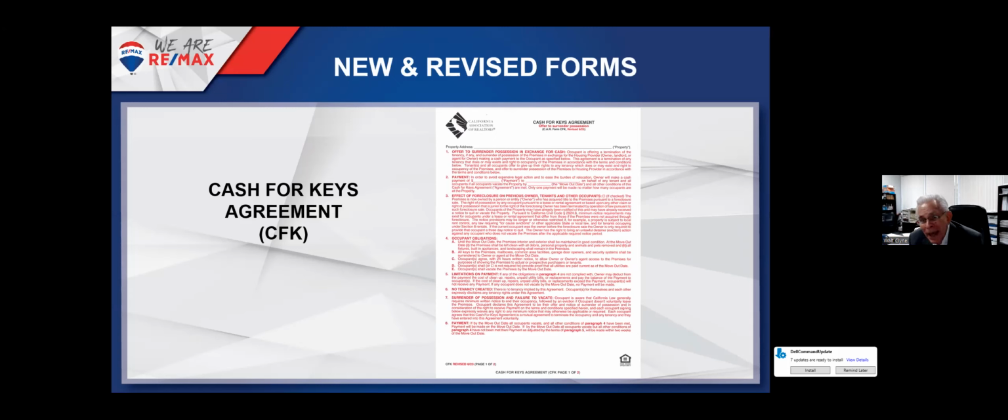So this form, notice it's all red, red's changes, right? This has been significantly changed to make sure that the impression is clear. This is an offer from the tenant to accept cash and give you early possession. So be real careful if you're going to be involved in a cash for keys situation. Maybe call me. I can review it with you a little bit.